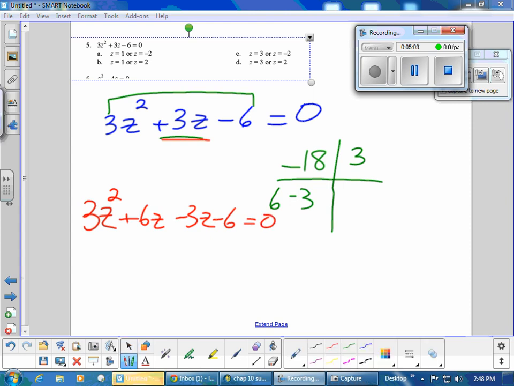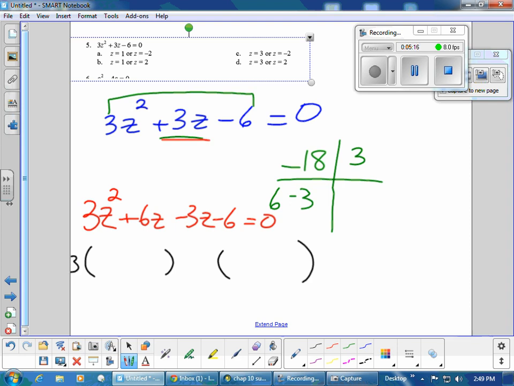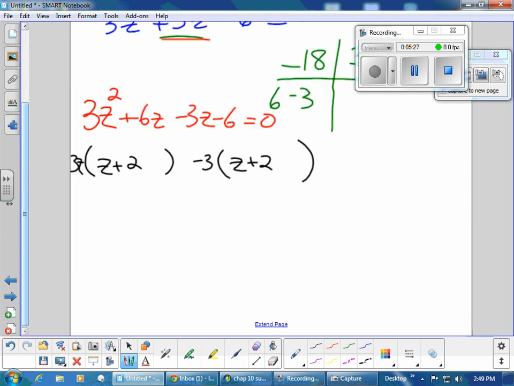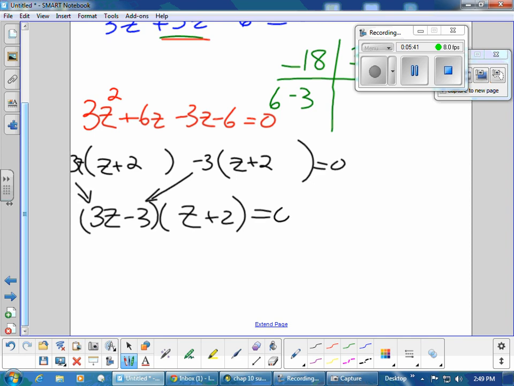Now we're going to do our steps here and just group it up. And we're going to take out a 3z here, 3z here, and you're going to get z plus 2. Over here I'm going to take out a negative 3, and I'm going to get z plus 2. So it's still equal to 0. Now I'm going to answer my question. It's 3z minus 3 times z plus 2 equals 0.